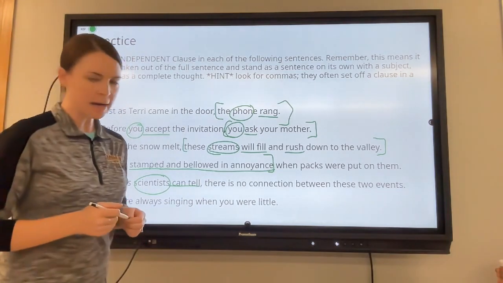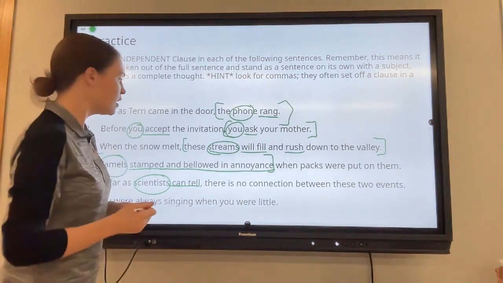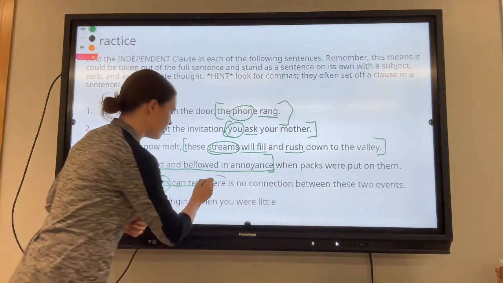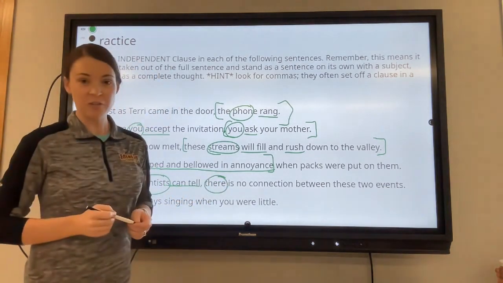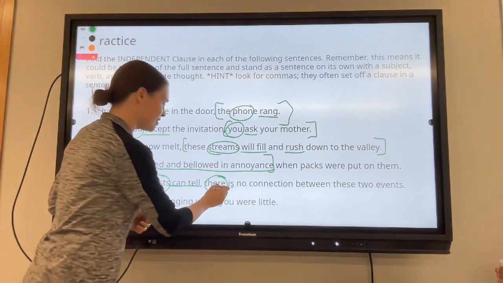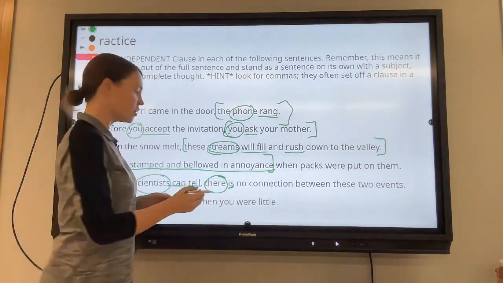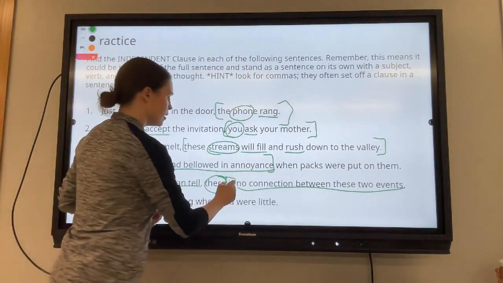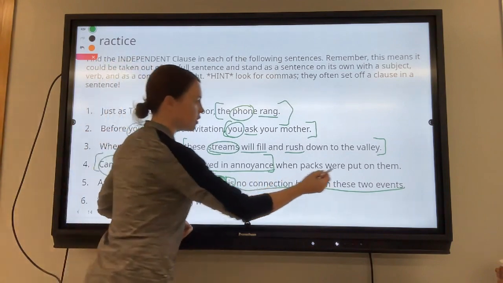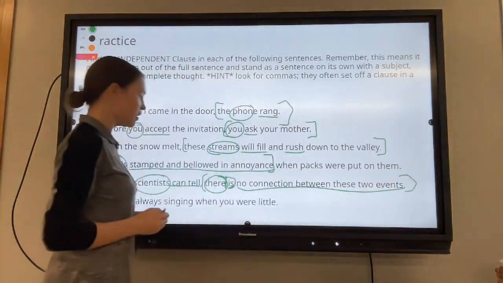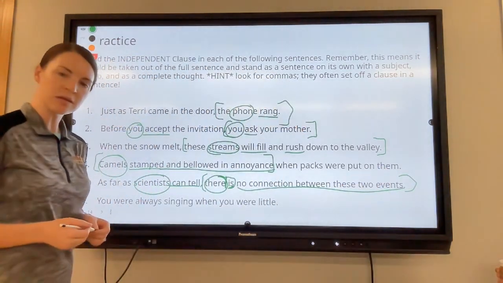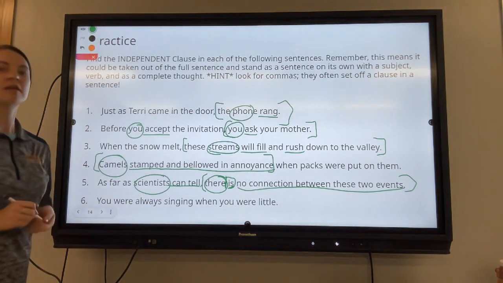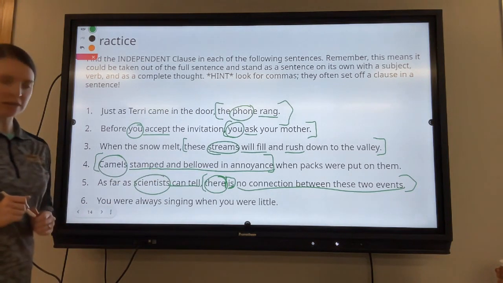Let's try the second half. There is no connection between these two events. Let's start with our subject. Ooh, a little tricky. It's a pronoun on this one. There. And let's find our verb. Tricky linking verb, is. There is what? No connection between these two events. Can this stand alone as a sentence? There is no connection between these two events. Does that make sense as its own separate sentence? Yes, that is your independent clause.